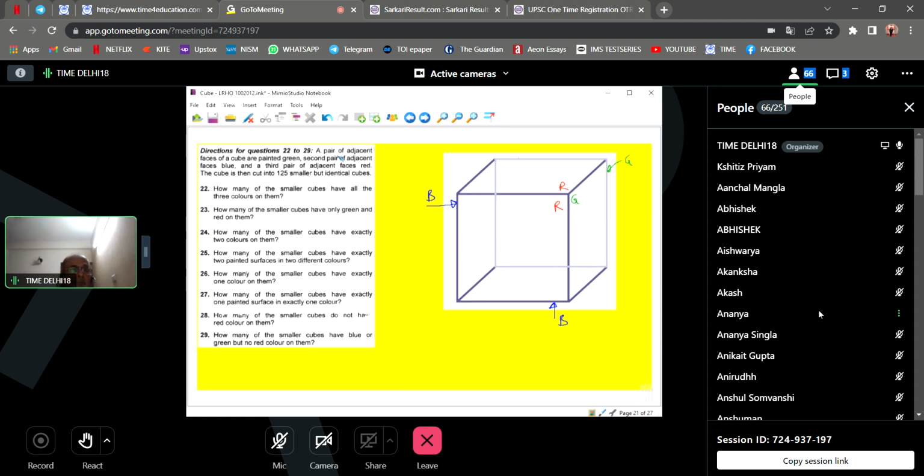it says a pair of adjacent faces of a cube are painted green. Adjacent faces. ये वाला green ले लिया मैंने और back वाला green ले लिया. Right and the back. Nandan, please, let's concentrate here. Your answers are correct for the first two.